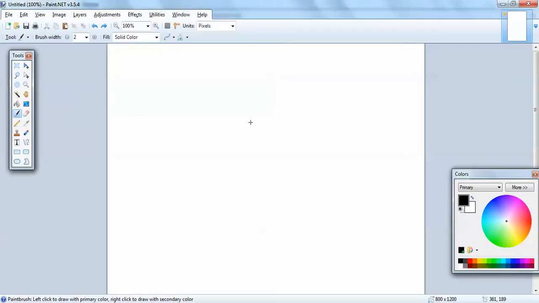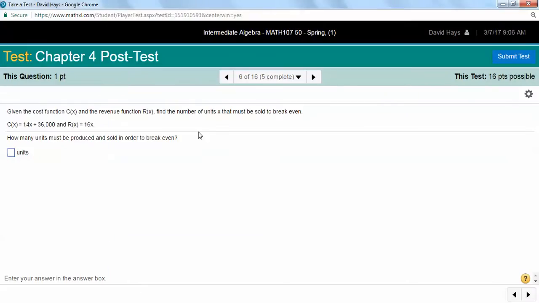Now your break even is when your cost is equal to your revenue. Let me think if that's correct. Yeah, because you take your revenue minus your costs equals 0. That means you have no money left over, but you're not going in the hole, and you're not making money either, so you're breaking even. So revenue is equal to costs.